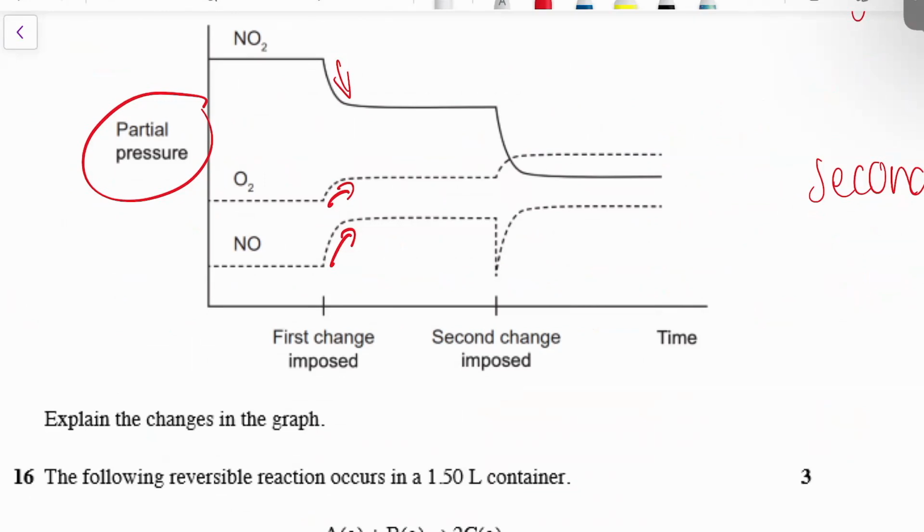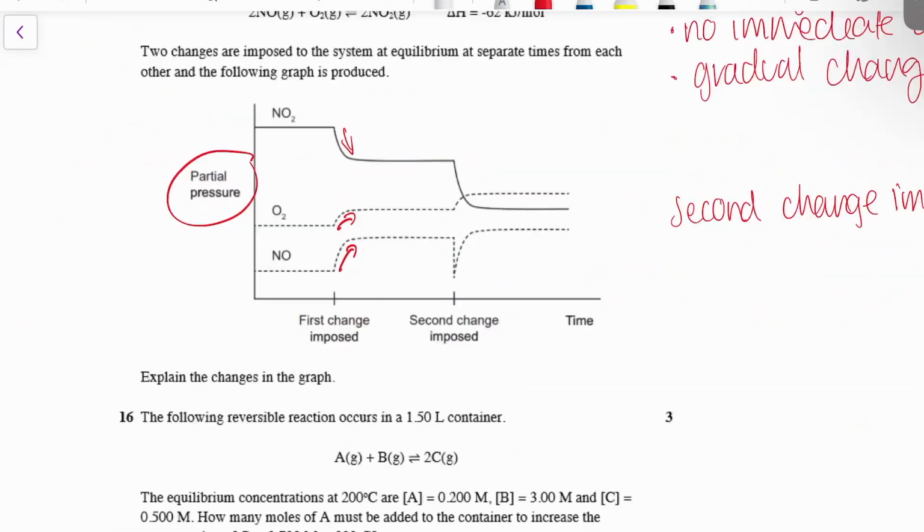If you change the volume, you will change the concentration and pressure of everything in the beaker, because you can't selectively change the volume of one and not the other, since they're in the same vessel. So if it's only a change in one, then it's a concentration change. We just need to know if it's an increase or a decrease in concentration.